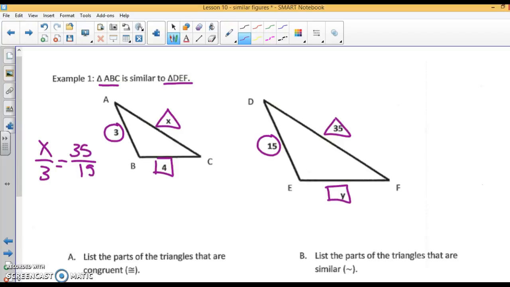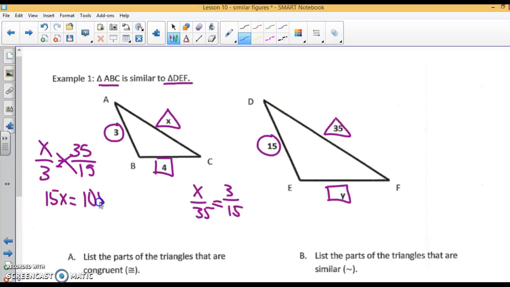Now, I can do it another way. I can do X over 35 equals 3 over 15. As long as I'm following the same pattern on both sides, it does not matter. I did one triangle on this side, the smaller one, and then the bigger one. My pattern was small, big, one side, small, big, another side. Either way, it's going to work out the same way. So, to solve proportions, again, we cross multiply. 15 times X is 15X. 3 times 35 is 105.